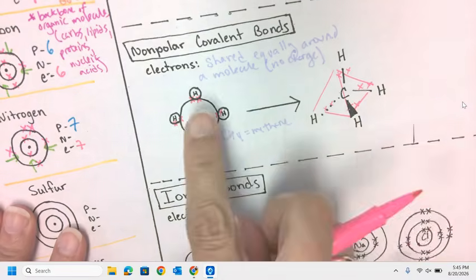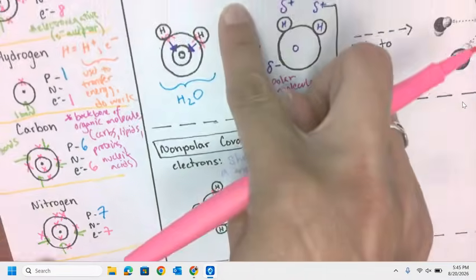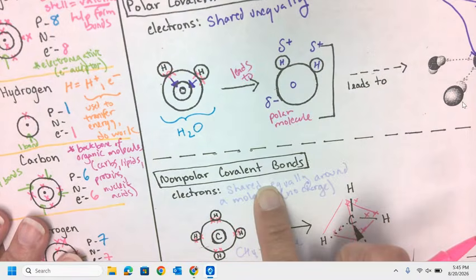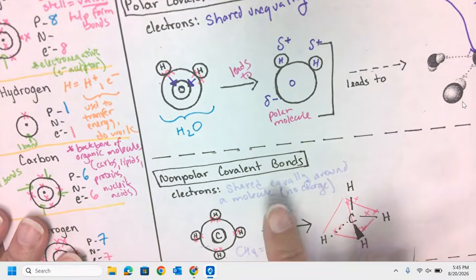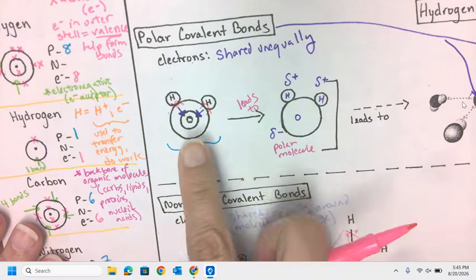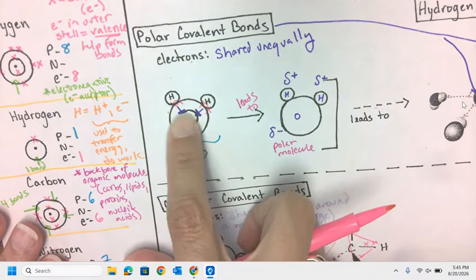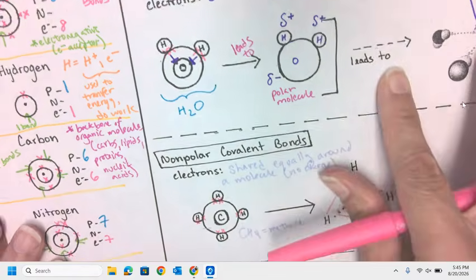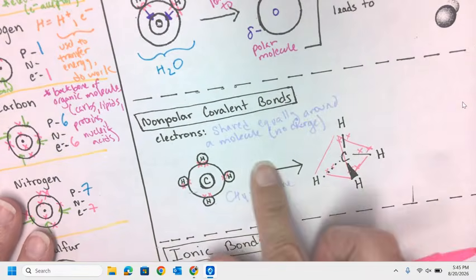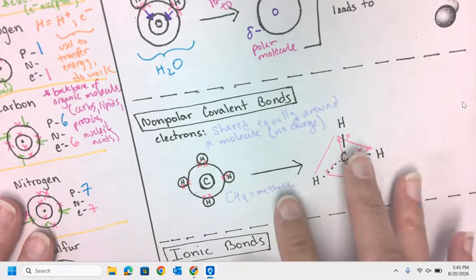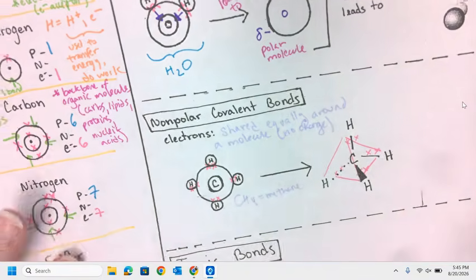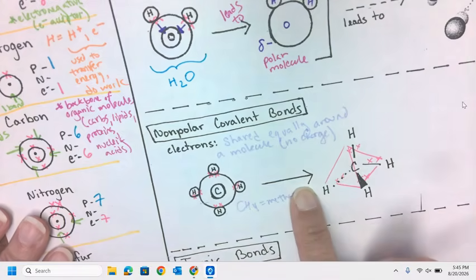So again, similarity: polar covalent bonds and non-polar covalent bonds both have electron sharing. Difference: in polar covalent bonds, the electrons spend more time with one atom than another, and in non-polar covalent bonds, they are shared equally. The second bond we discussed, so we have polar and non-polar covalent bonds.